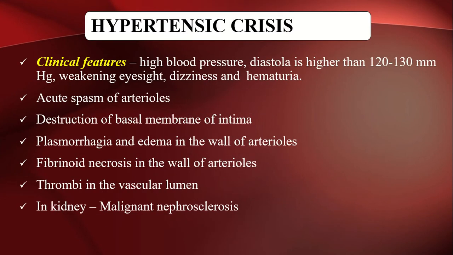The clinical features of hypertensive crisis or malignant hypertension: high blood pressure, diastolic higher than 120-130 mm Hg, weakening eyesight, dizziness, and hematuria. Acute spasm of arterioles, destruction of the basal membrane of the intima, plasmorrhagia and edema in the wall of arterioles, fibrinoid necrosis in the wall of the arterioles, thrombi in the vascular lumen, and in the kidney they result in malignant nephrosclerosis.